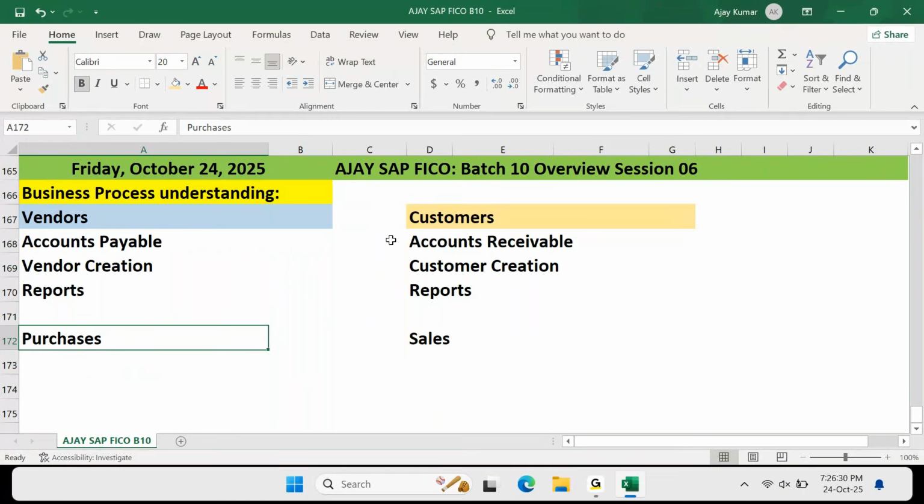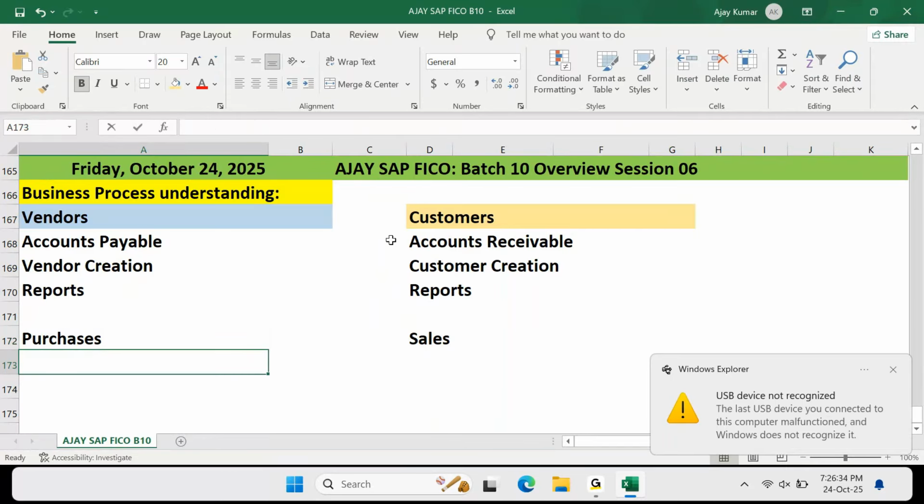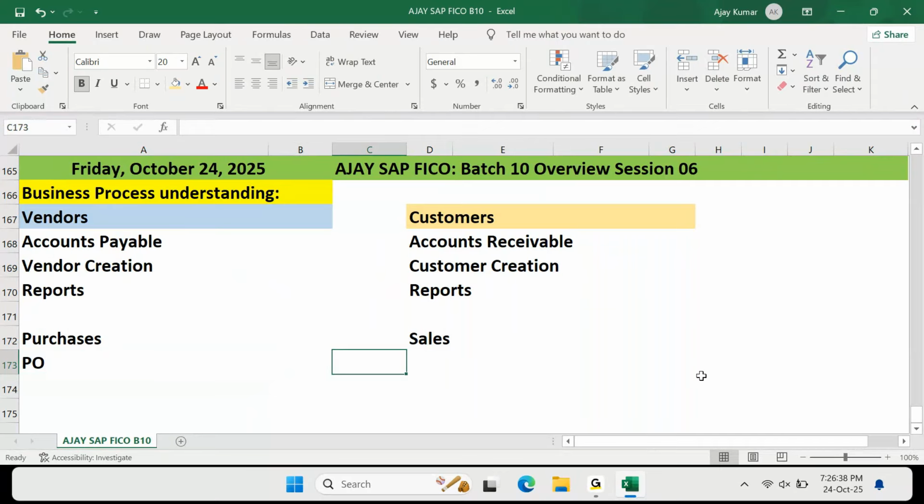Majoritarily, any company will do their purchasing through purchase order. Similarly, when a company is making a sale, the customer will place the order, which is basically a sales order. Sales will happen based on the sales order. Purchases will happen based on the purchase order. Clear, right?